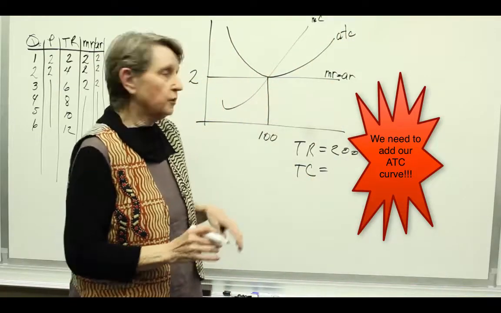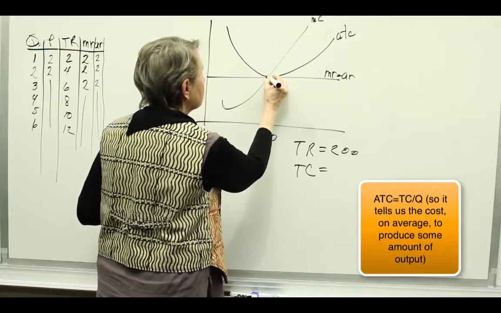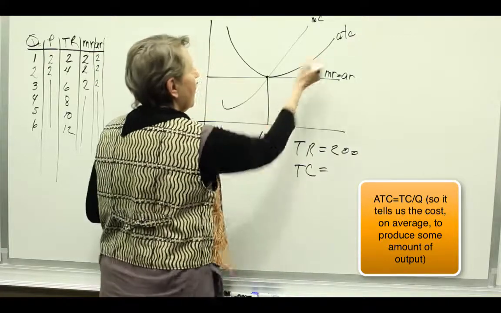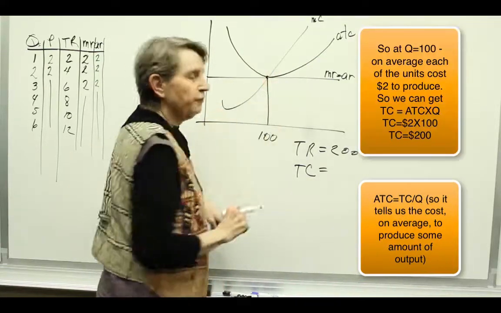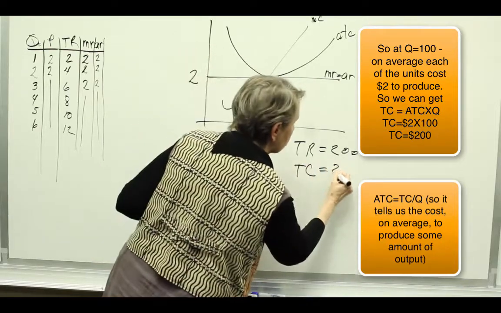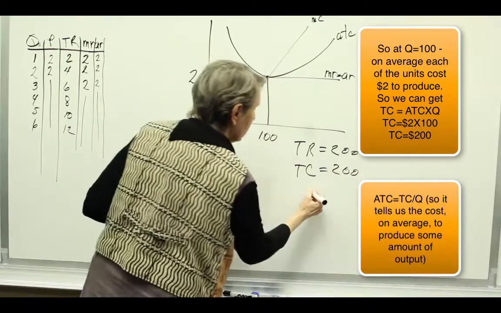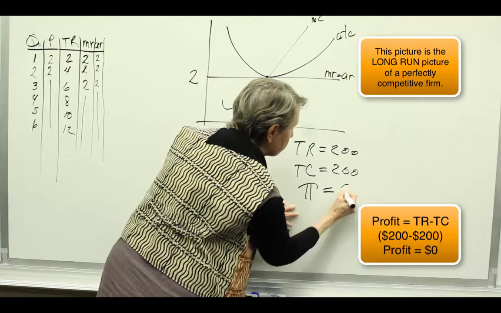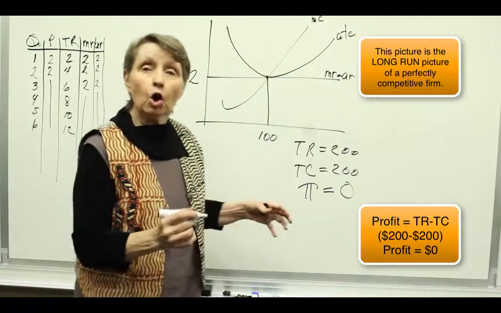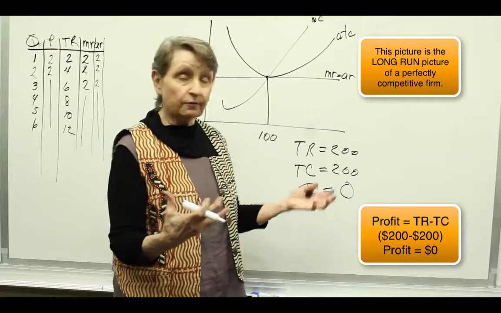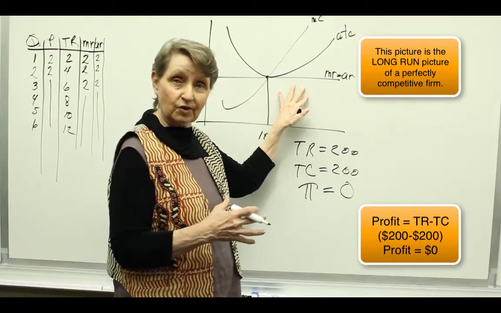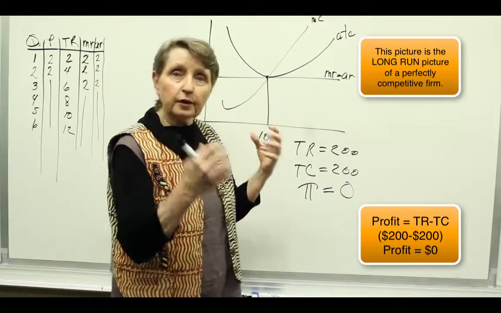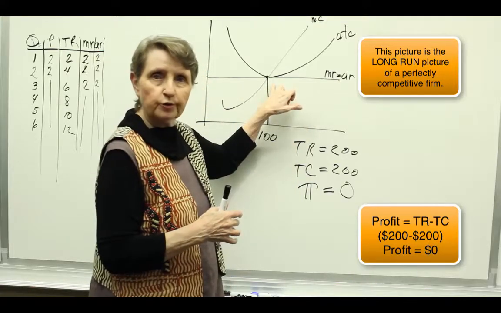We talked about average total cost in a previous video. And so what we can see is, at the optimal output level for Farmer Brown, on average, the total cost of each of those 100 units was $2. So his total costs are $200. So his profit, and I use this symbol for profit because I don't want to write the word out, is zero. Zero economic profit, which is not a bad thing. In fact, this is what we expect to see in perfectly competitive markets. We expect to see the perfectly competitive market always moving towards this position.